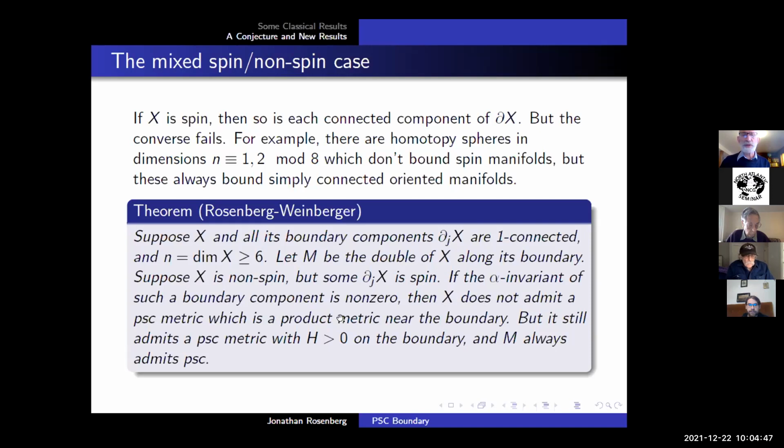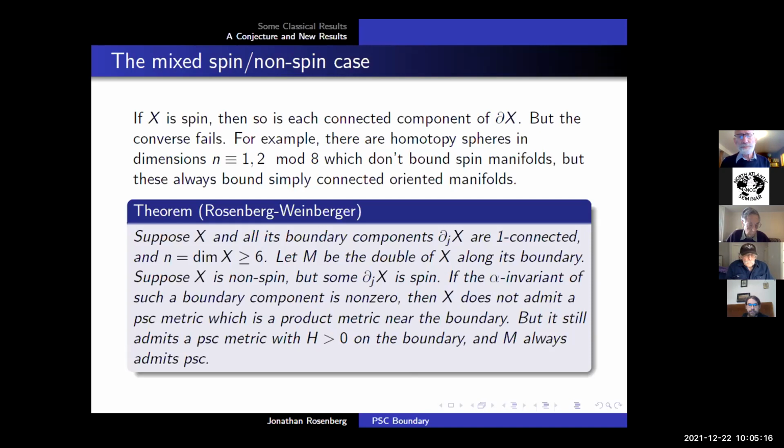positive scalar curvature metric which is a product metric near the boundary, because obviously such a metric on X restricts to a positive scalar curvature metric on that boundary component, and we know that such a thing doesn't exist. But nevertheless, you still have a positive scalar curvature metric with positive mean curvature on the boundary, and the double always admits positive scalar curvature.